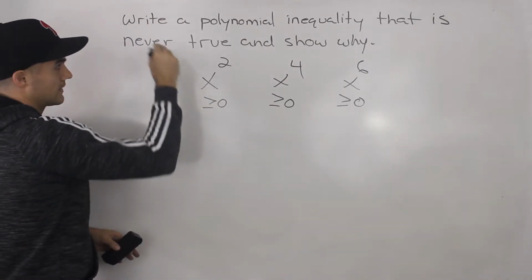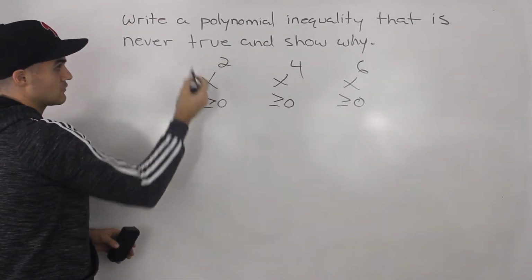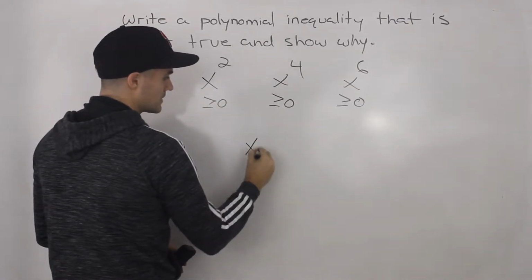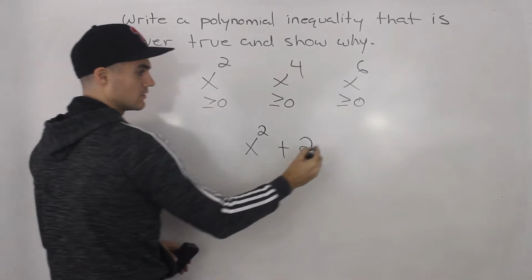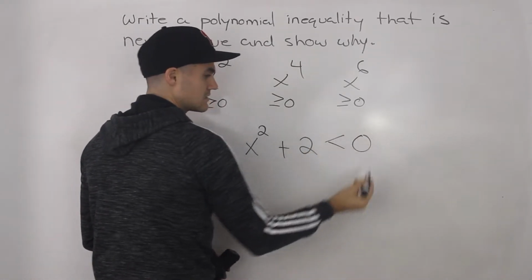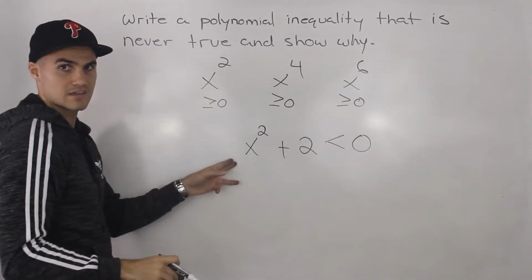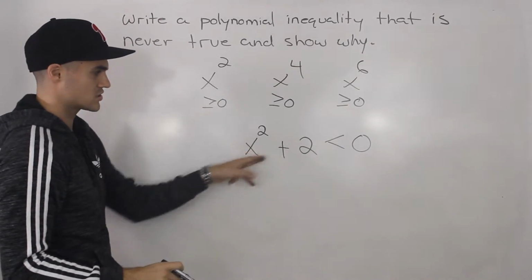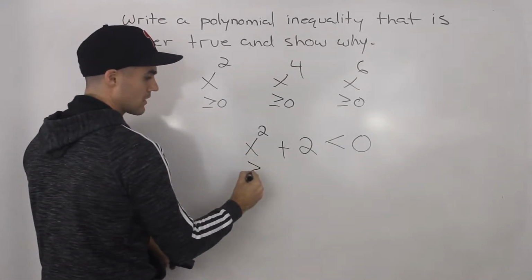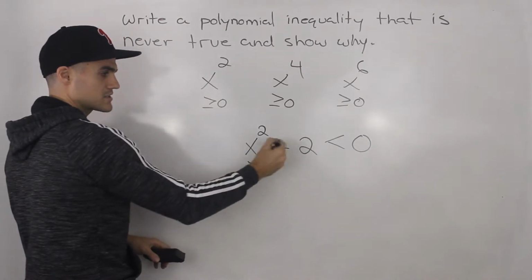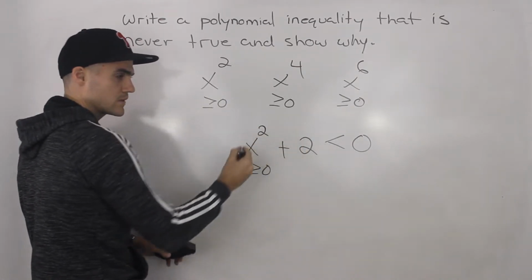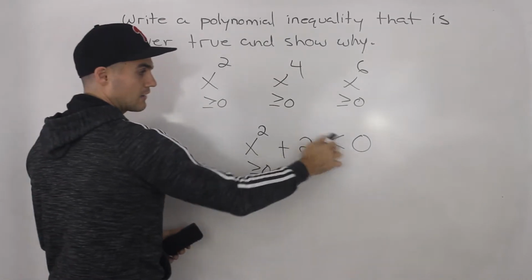So an example of a polynomial inequality that is never true, well, something simple like x squared plus 2, for example, is less than 0. Notice how this can never be true, because x squared always has to be greater than or equal to 0, right? And then this plus 2 makes this whole expression always positive, meaning it can never be less than 0.